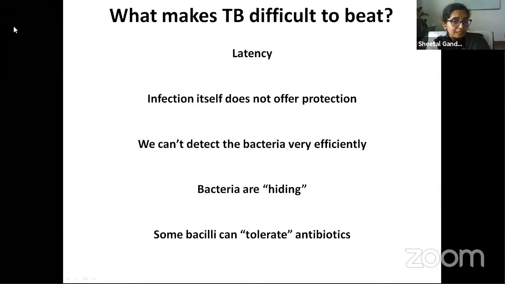We also can't detect the bacteria very efficiently. For example, if you have TB of the lungs, which is a majority of TB cases worldwide, you will have bacteria detected in the sputum, but all individuals who have bacteria detected by culture may not be detected by microscopy-based methods. And all individuals who have overt symptoms may not have bacteria detectable either by culture or by microscopy. So there always remain some individuals who have the characteristic symptoms of TB, may even respond to the antibiotics, but they may not be able to be diagnosed correctly.